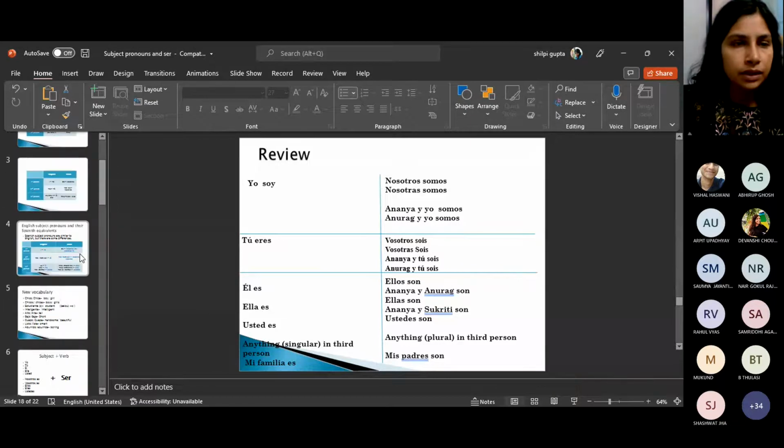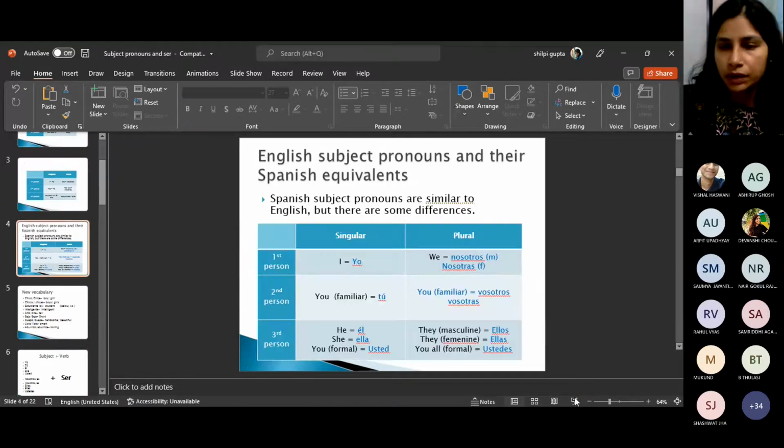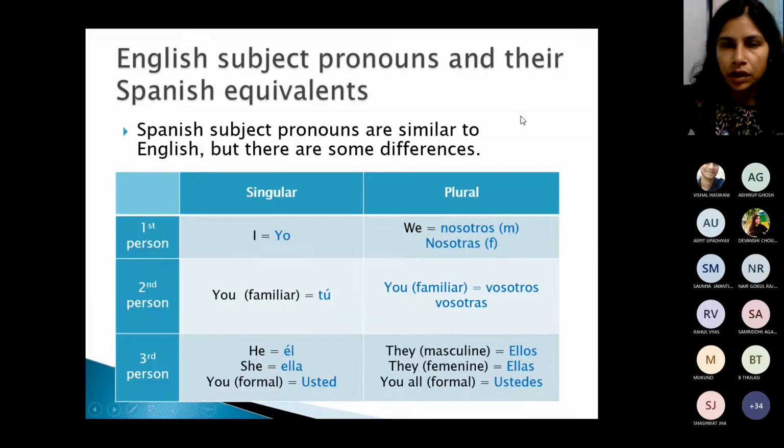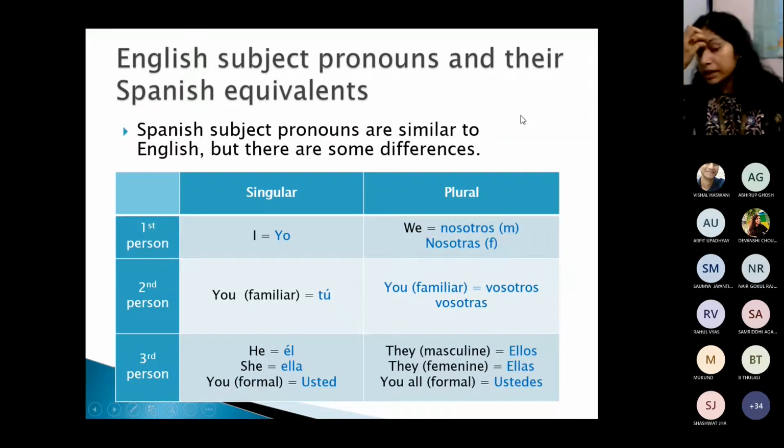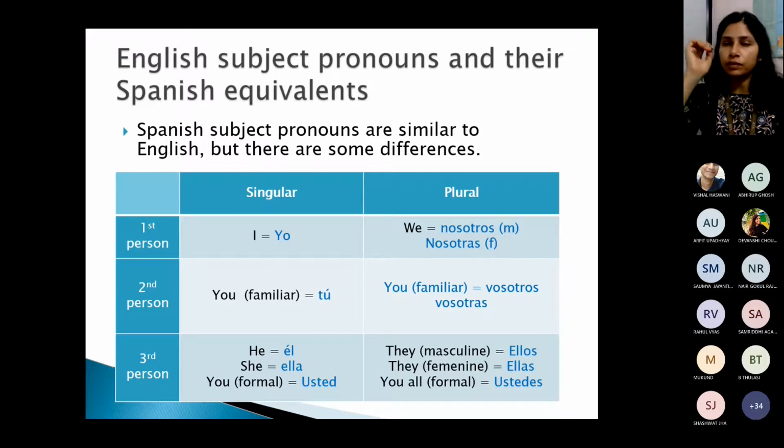Okay, so as you remember, the subject pronouns which we did in the last class are: yo, tú, él, ella, usted, nosotros, nosotras, vosotros, vosotras, ellos, ellas, ustedes, ¿vale? So all these subject pronouns we did.